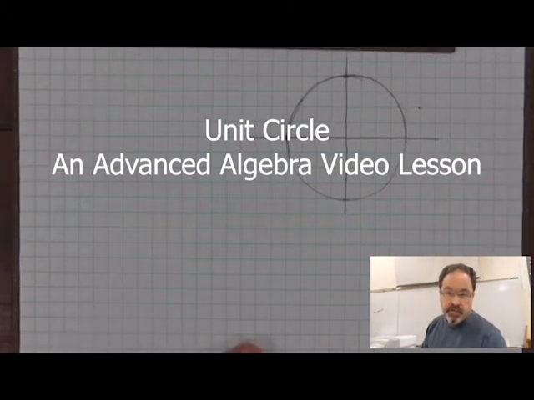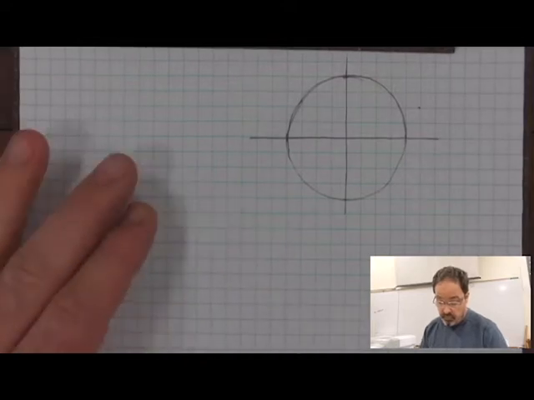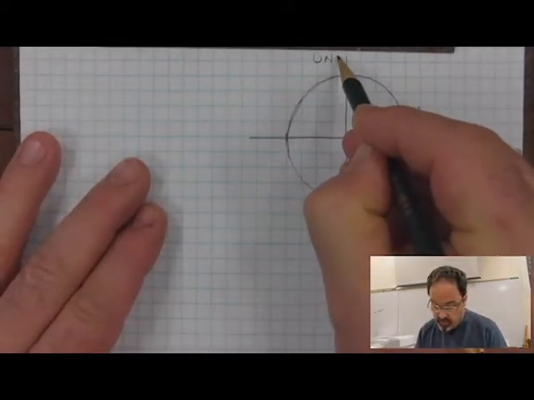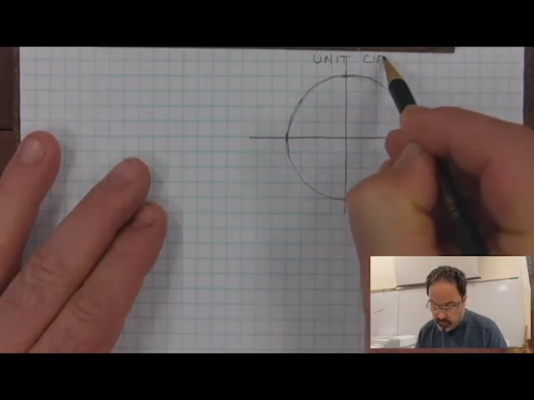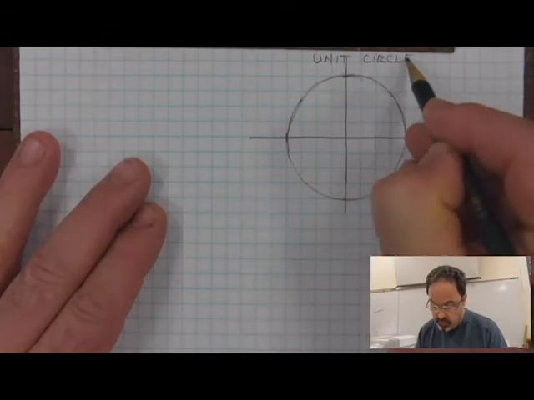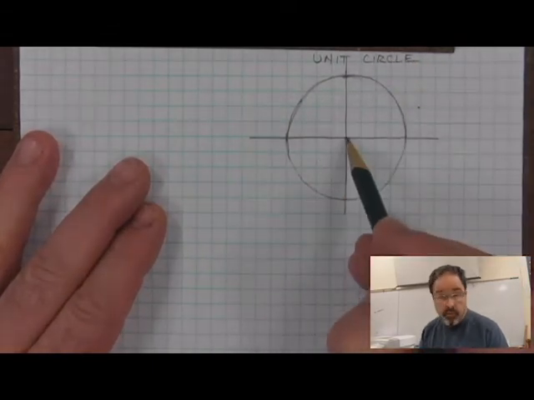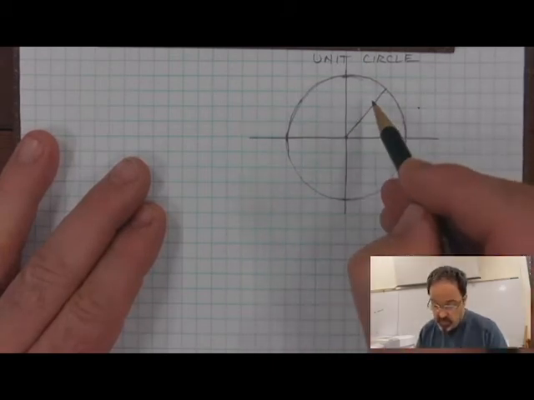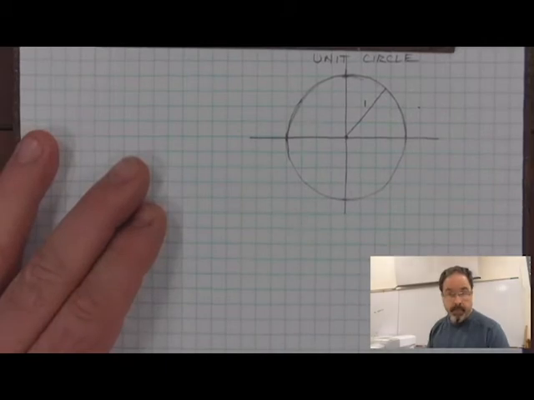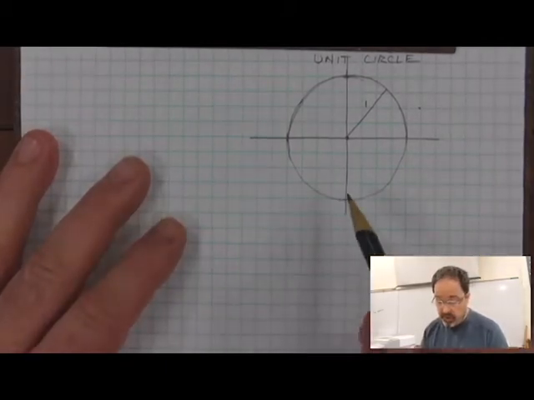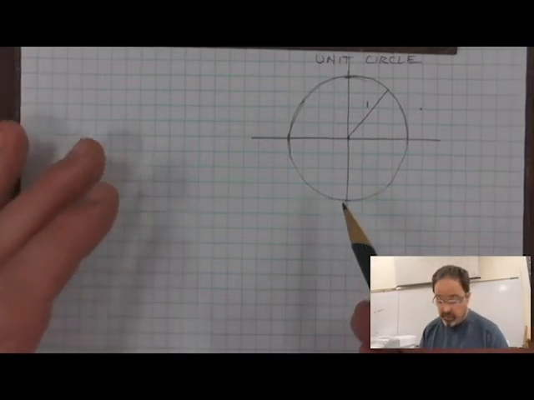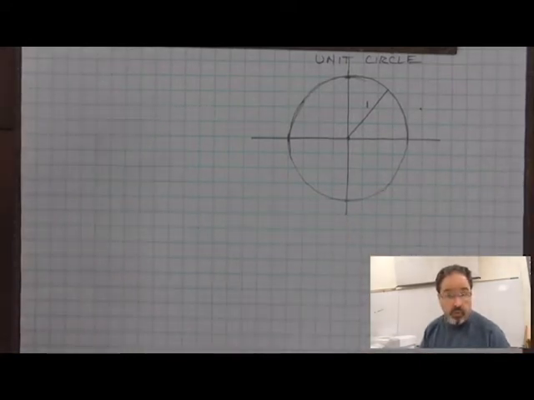VLSos here. This is a video lesson on the unit circle. I've drawn a circle here, and we can call it a unit circle if its center is at the origin and the radius of the circle is 1 unit. The unit circle is a powerful and elegant conceptual tool that bridges algebra with trigonometry.